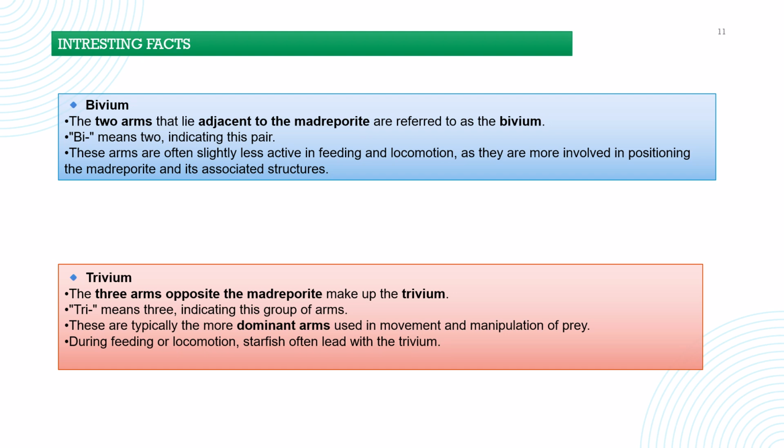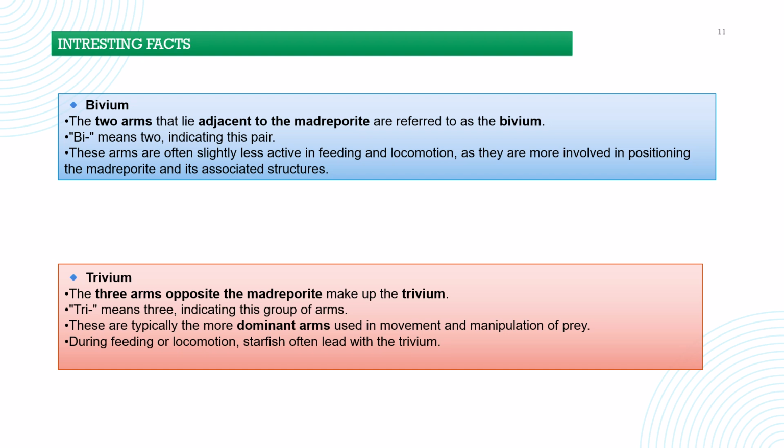And these are the interesting facts. We will discuss here about bivium and trivium. What is a bivium and what is a trivium? The two arms that lie adjacent to the Madreporite are called the bivium. Bi means two, indicating a pair. These arms are slightly less active in feeding and locomotion as they are involved in the positioning of the Madreporite and its associated structures. When you see a starfish, what you find is 5 arms. Where the Madreporite is present between the 2 arms, the 2 arms are called the bivium in simple.